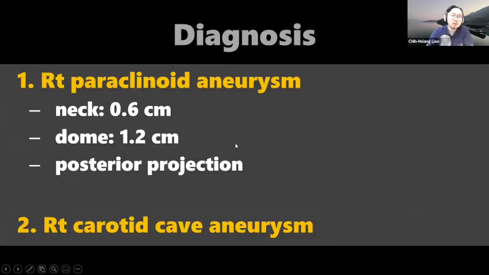So the diagnosis is a right paraclinoid aneurysm. The neck is about 0.6 centimeter. The dome is 1.2 with posterior projection. And the other one is a right carotid cave aneurysm.